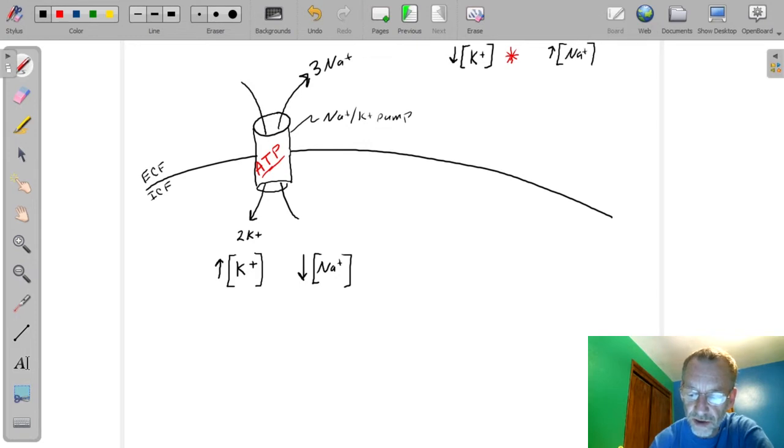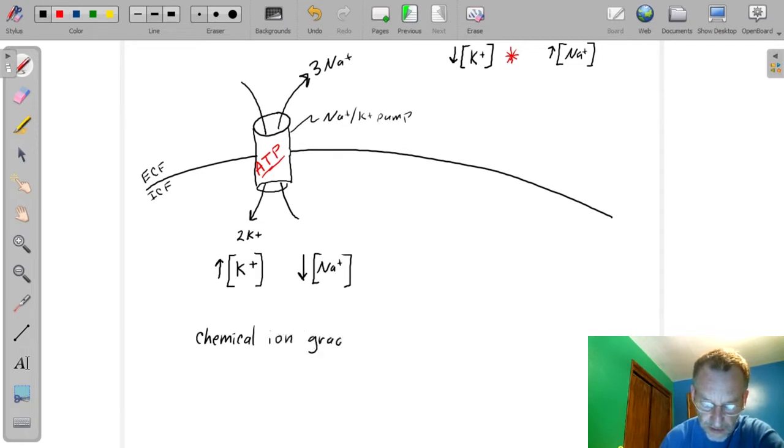You've seen that numerous times with the kidney and filtration. Okay, so what that does is that it creates this chemical, let's say, ion gradient, just meaning that there's more of one ion inside the cell or outside the cell. So you have to remember that potassium is high inside the cell and quite low outside.